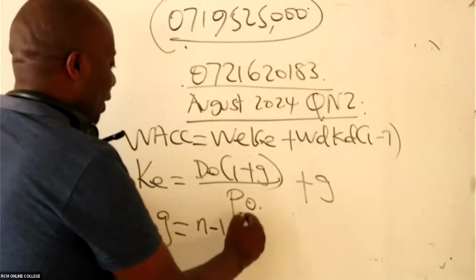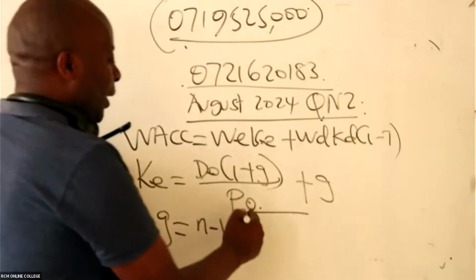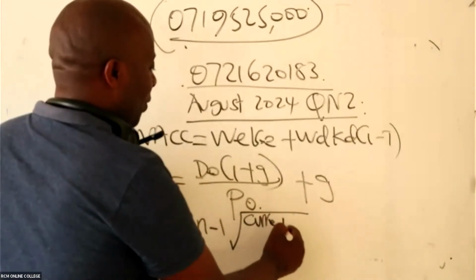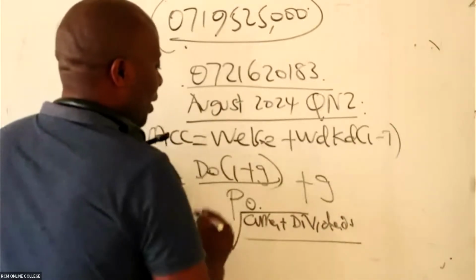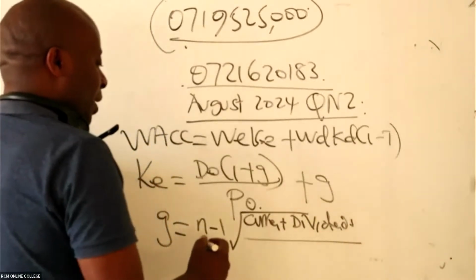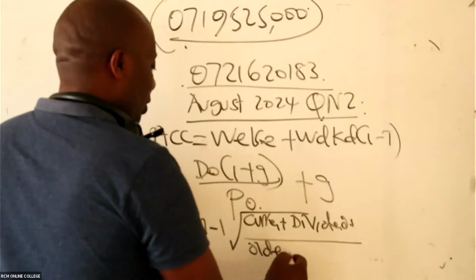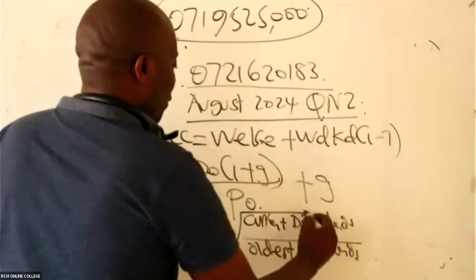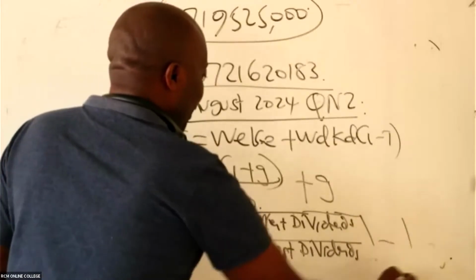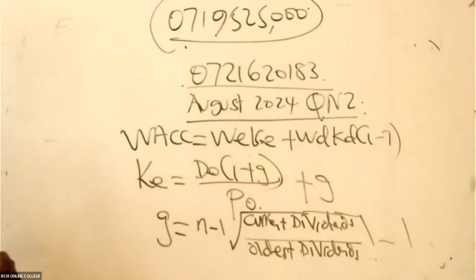It's N minus 1, current dividend, over, in this case here, oldest dividends. Whatever we shall get here, we shall come and take away 1.